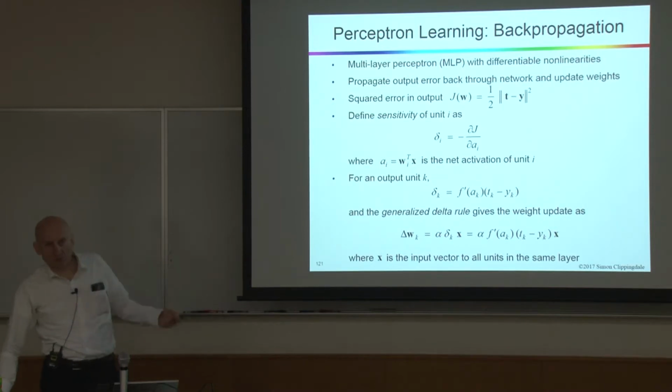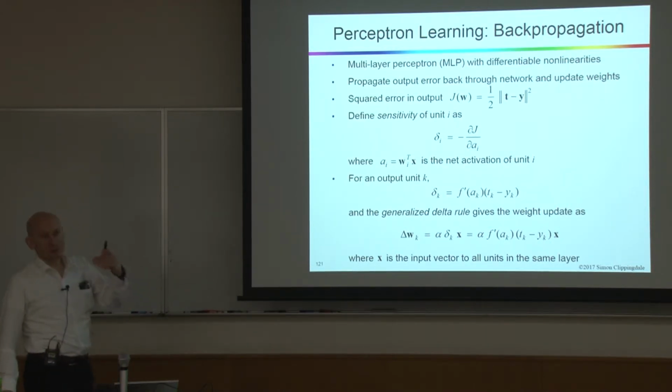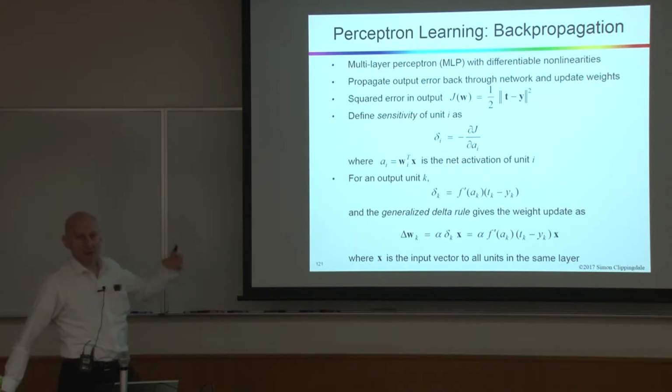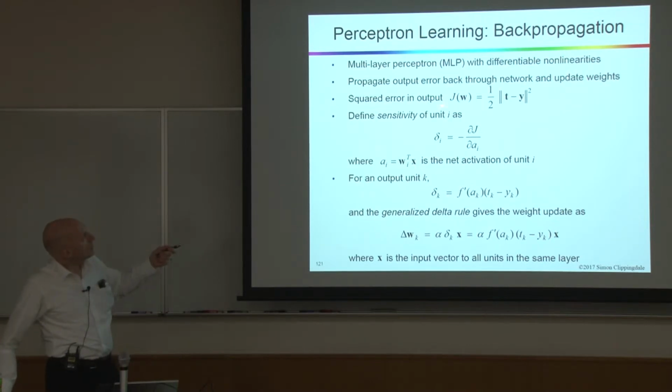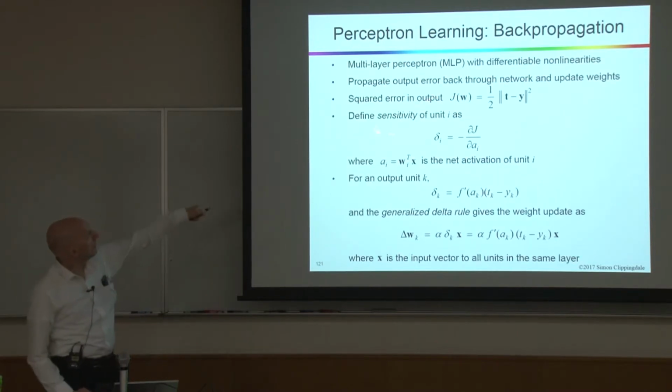If you have a multi-layer perceptron and the non-linearity of each of these cells is differentiable, then you can propagate the error from the output back to earlier layers and train the whole network. So here's the output, looking at the whole output layer as one big vector. The desired output is t. The actual output was y. So this is a simple squared error measure.